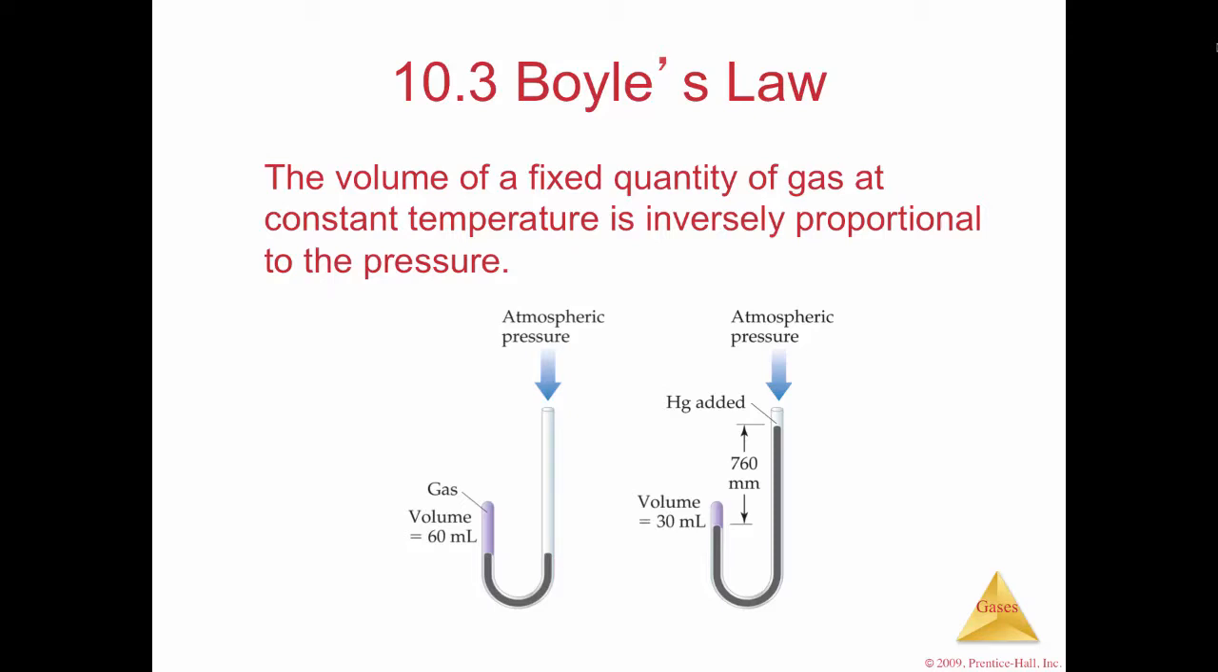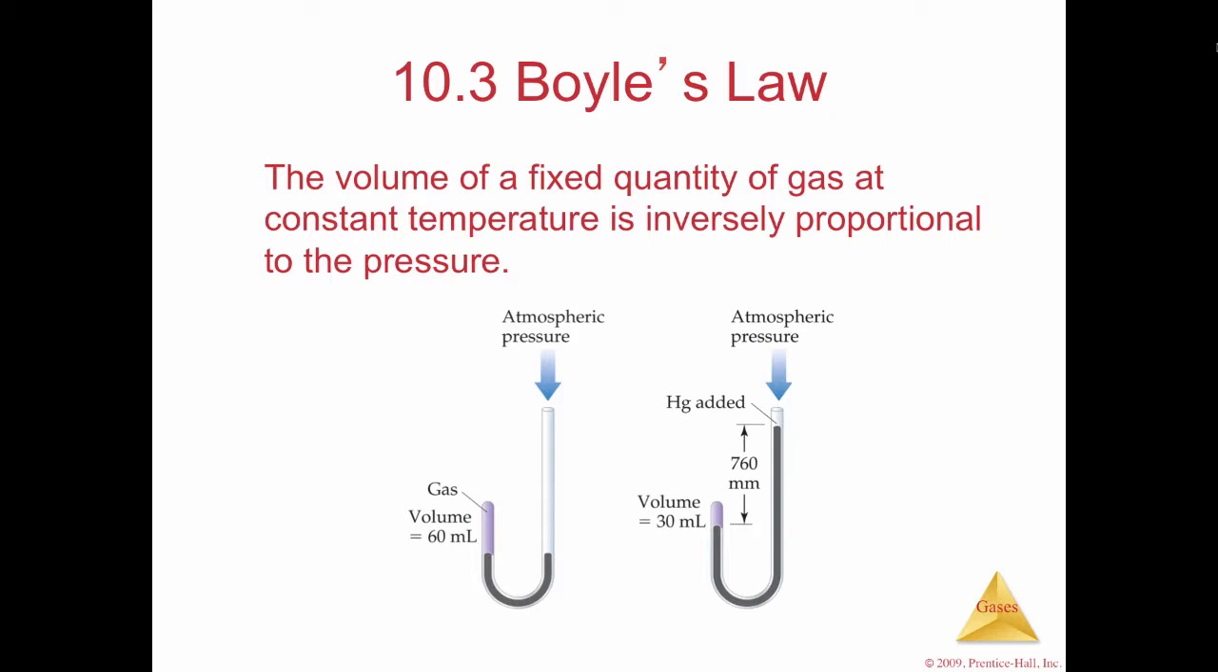In section 10.3, we're going to explore different gas laws, starting with Boyle's law, which you should be familiar with from last year. The volume of a fixed quantity of gas at constant temperature is inversely proportional to the pressure. So what this tells us is that if you increase the volume, then the pressure will go down, or if you decrease the volume, the pressure will go up.